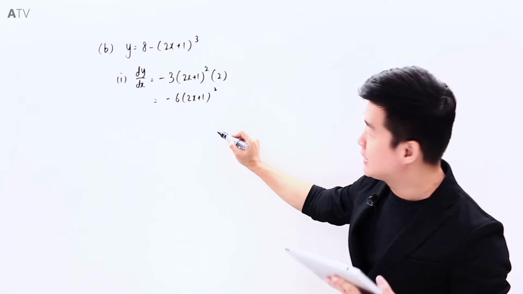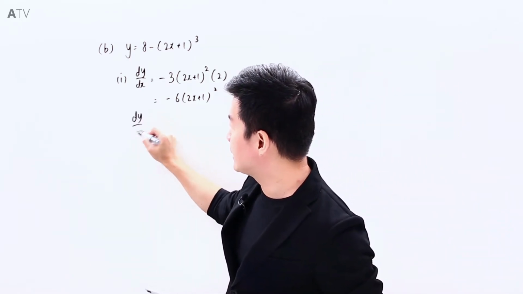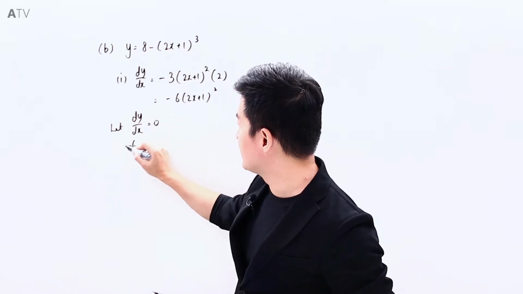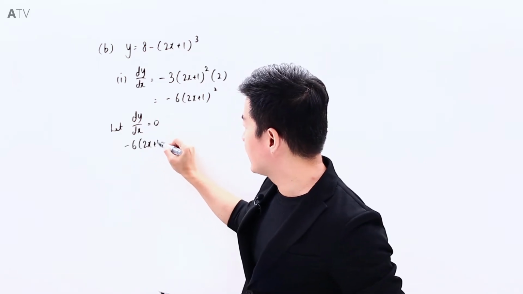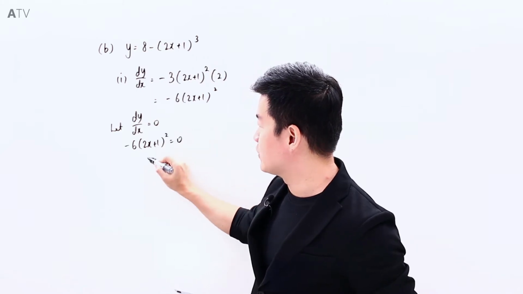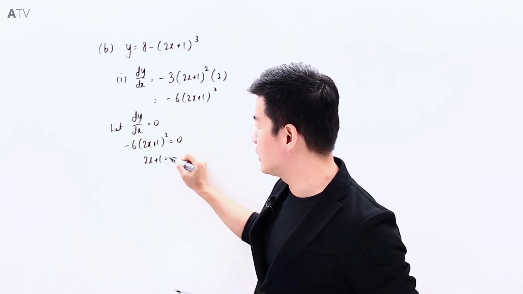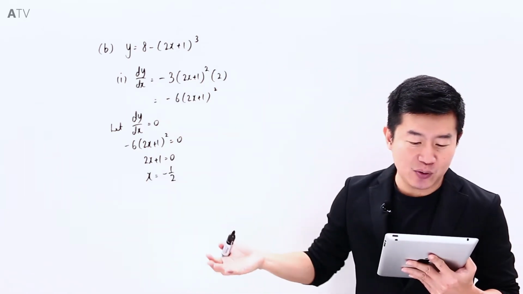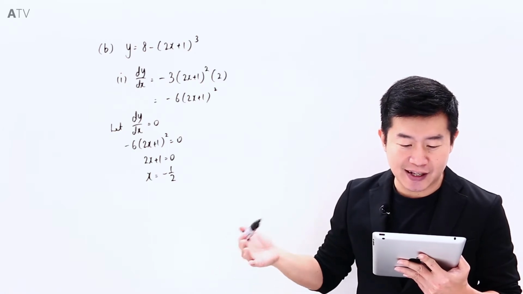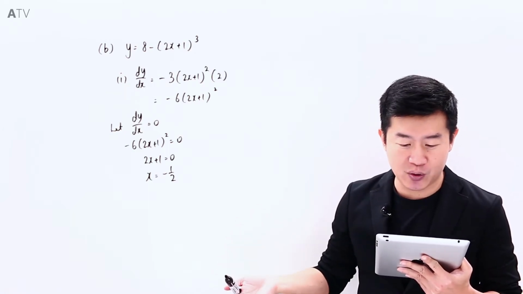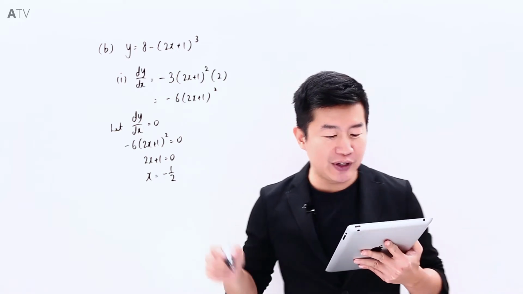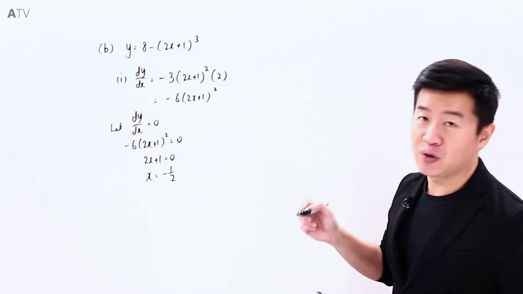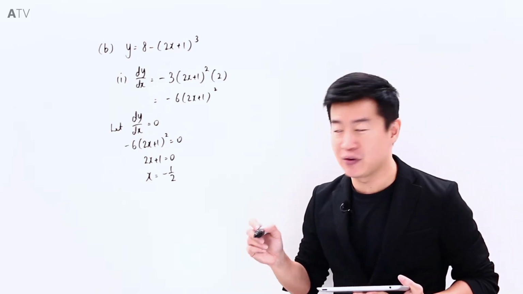And since we are talking about a stationary point, we will let dy/dx be equal to 0, which means that negative 6 over (2x + 1) squared is equal to 0, which means that 2x + 1 has got to be equal to 0 and x is minus half. And since we get only one value for x, there is going to be only one stationary point, and what we need to do next is to prove that this particular stationary point is a point of inflection. So for the point of inflection, let's make use of the first derivative test.